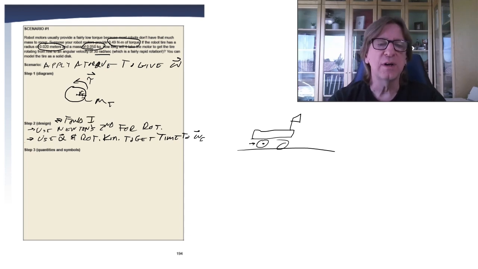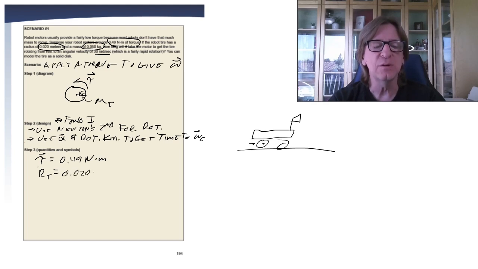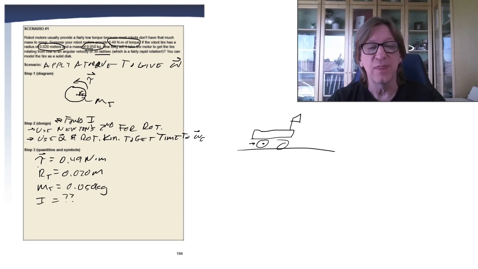So our quantities are this. Our torque is equal to 0.49 Newton meters, because it's a force times a distance. The radius of our tire, which is also our lever arm here, is 0.020 meters. And the mass of my tire is 0.050 kilograms. I don't know what I is. I'm going to have to find that, and that's what we're going to use our R for. So that's going to be kilogram meters squared.